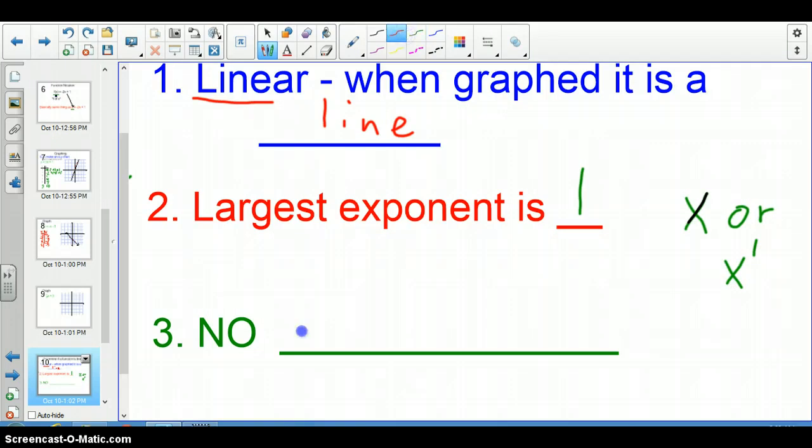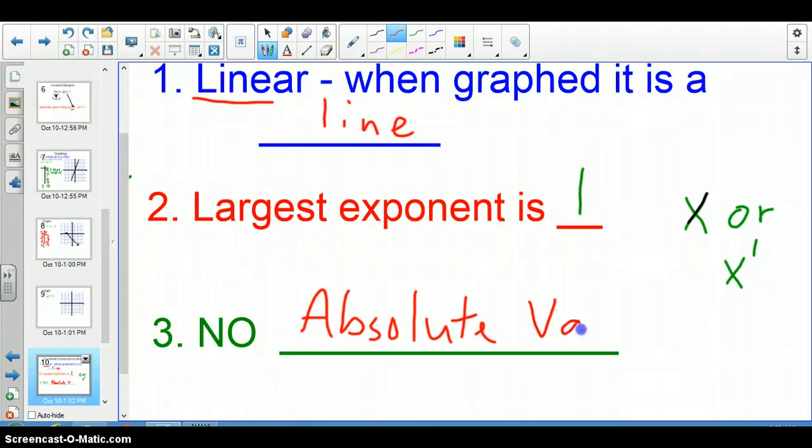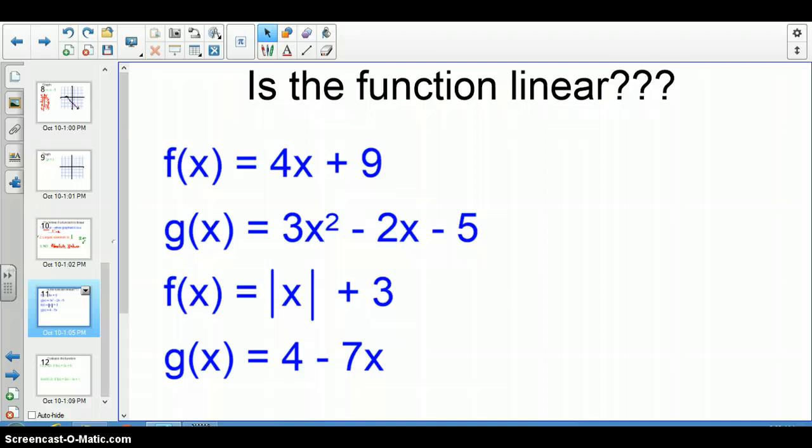Also, linear functions will have no absolute values. Absolute value graphs look like a V. Okay, so absolute value graphs look like a V. Linear equations look like a line. And remember, absolute values will have the absolute value bars with it. So let's look at these.